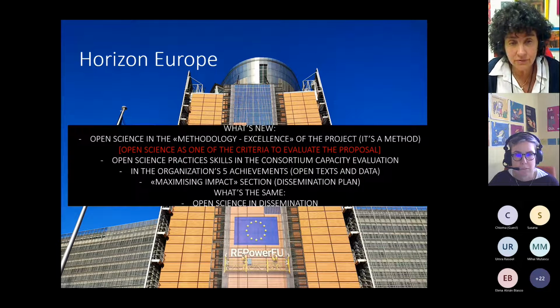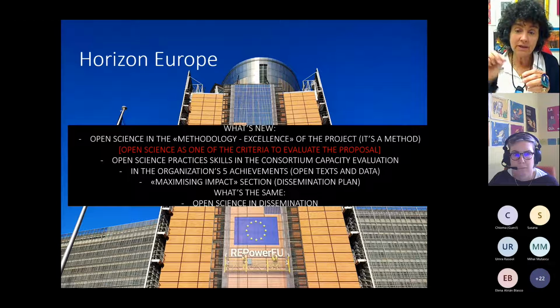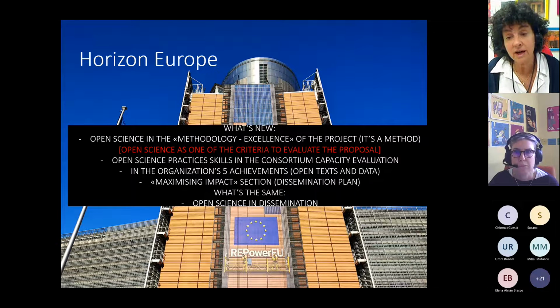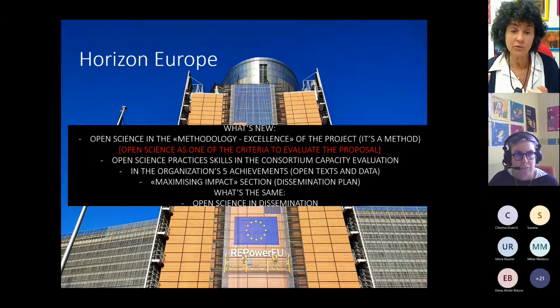So what's new in Horizon Europe compared to Horizon 2020? First of all, open science is one of the criteria to evaluate your proposal. So in Horizon 2020, it was mandatory once the project was funded, okay? Now it's, let's say, preliminary, okay? So in order to be funded, you need to demonstrate how you are going to adapt and adopt open science practices. And rightly so, because open science is a method, is a new way of doing research. And that's why it was put in the methodology part of the proposal, okay?